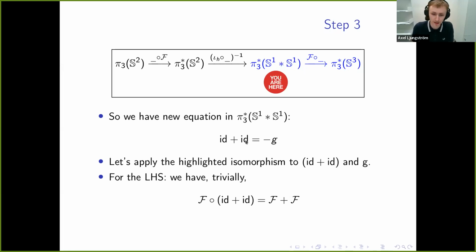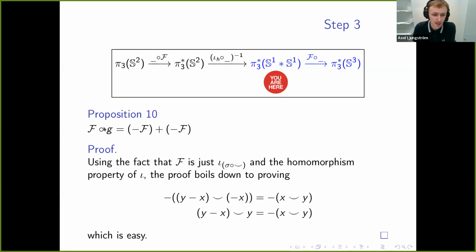So let's first look at what happens when we compose the left-hand side with F. Well, of course, that just gives you F plus F, right? There's not much happening with the identity function. For the right-hand side, now we want to look at what happens when we compose G with F. My claim is that composing G with F gives you minus F plus minus F. And this might look surprising because F was this nice guy induced by the cup product, and G was this horrible mess.